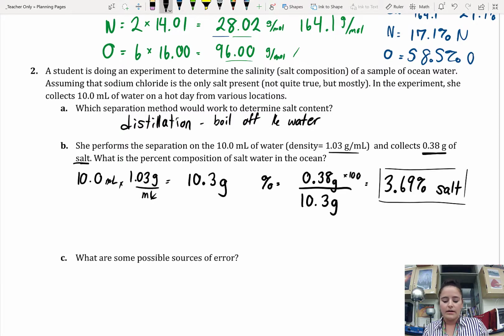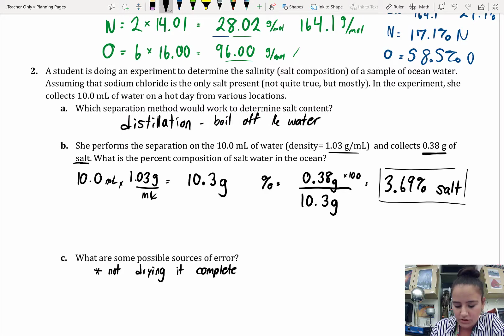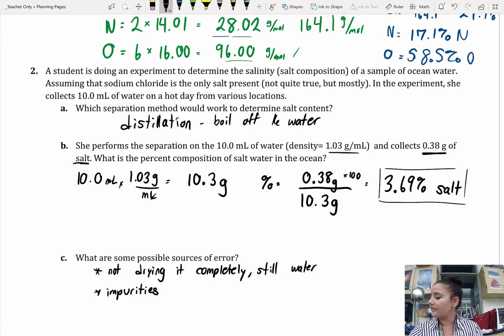Okay? Now, let's talk about some sources of error when doing this. Okay? That is a little highly salty. She wasn't expecting to get that high a number. Some possible sources would be not drying it completely, so there's still some water there, which contributes to that mass. Another problem is going to be those impurities, that it is not pure salt water. That is definitely going to be one of the sources of error. But those will kind of be our two main ones.